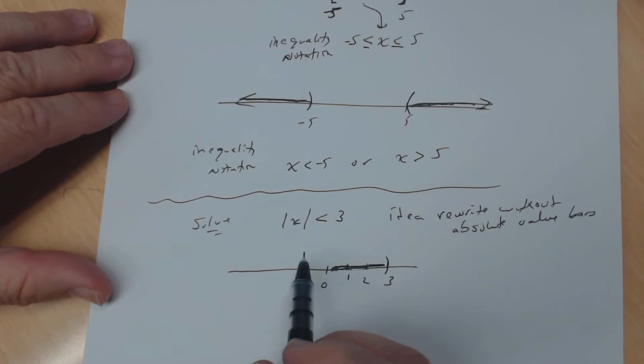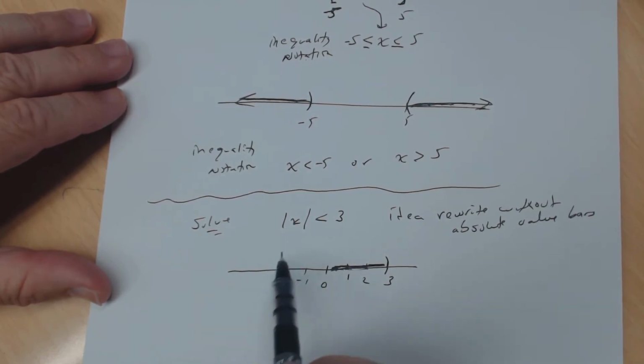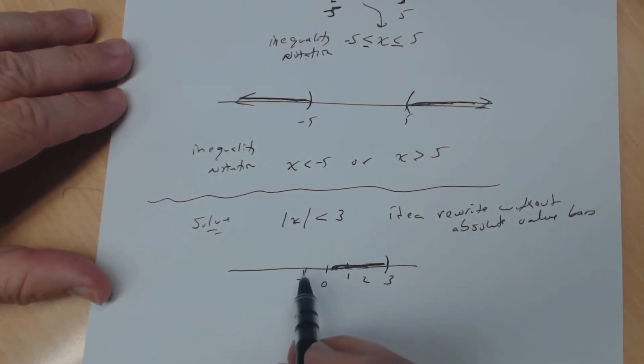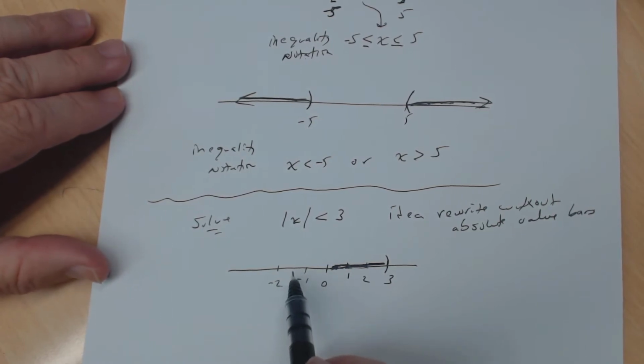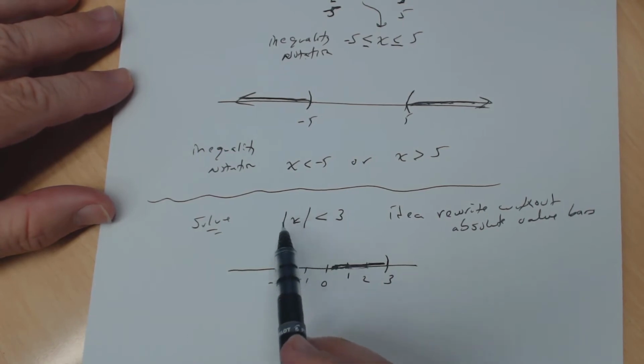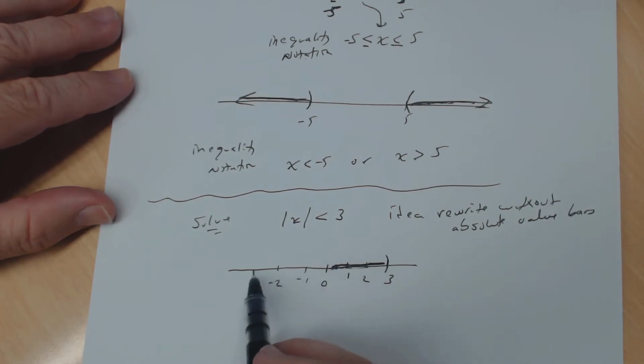But let's try negative 1. Does negative 1 work? Does negative 1/2 work? Does any number between 0 and negative 1 work? Well, if I plug in negative 1, the absolute value of negative 1 is a positive 1, and 1 is less than 3. Well, what about between negative 1 and negative 2? Do those numbers work, or those solutions? Well, if I plug in, let's say, negative 1.5, the absolute value of negative 1.5 is positive 1.5, and 1.5 is less than 3. In fact, I can go all the way down to a negative 3.